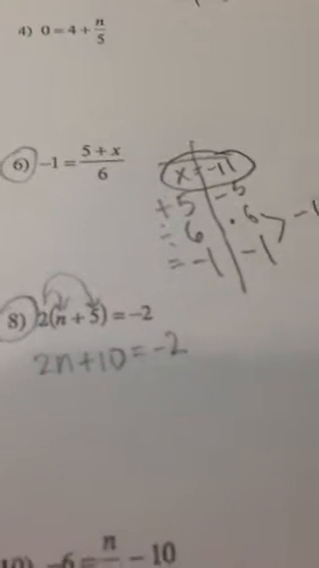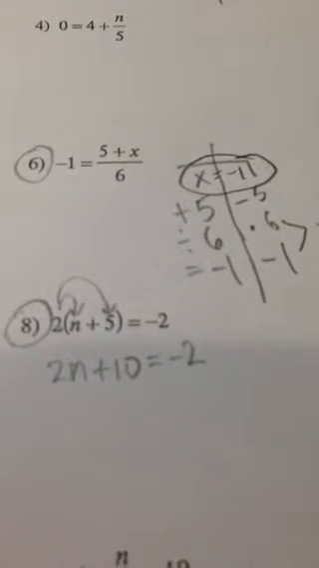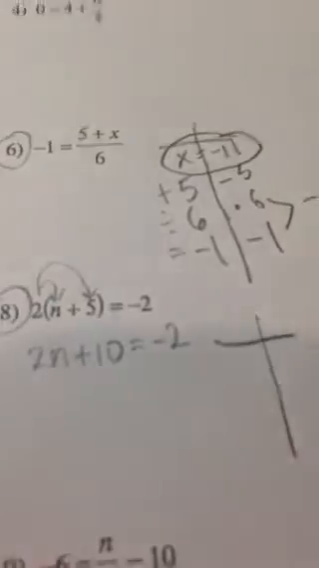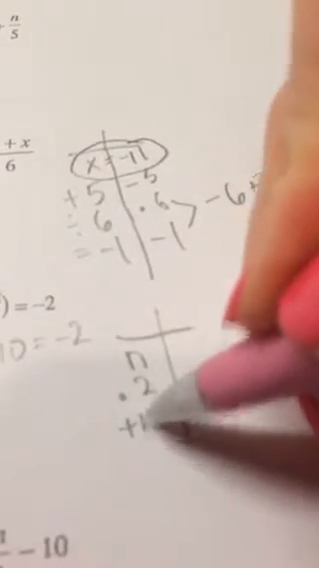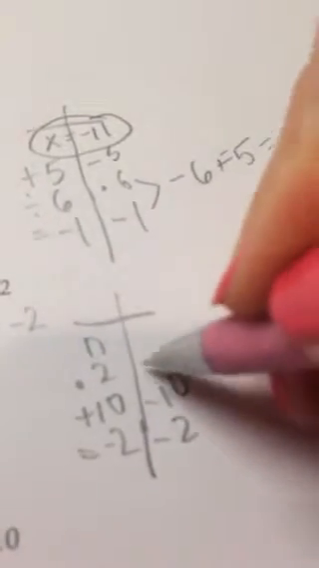There's nothing to combine, and our variable is on one side of the equal sign, so we can use an undo table now. And first thing happening to n is multiply by 2, plus 10 equals negative 2. Negative 2 plus a negative 10 is a negative 12. Negative 12 divided by 2 is negative 6.